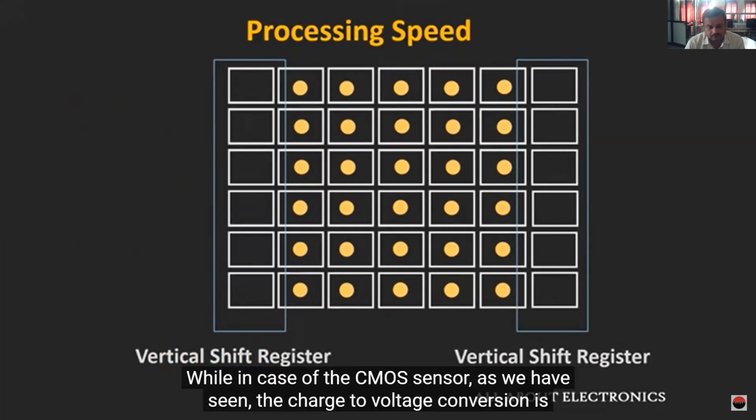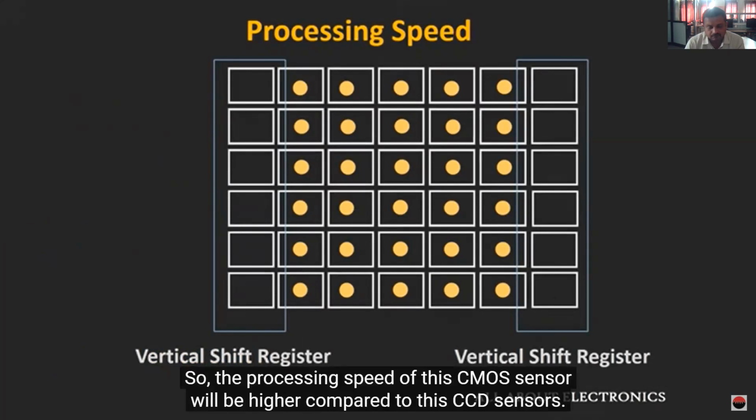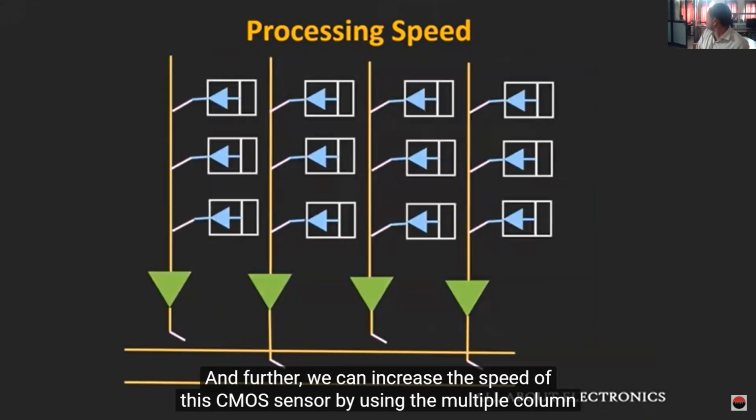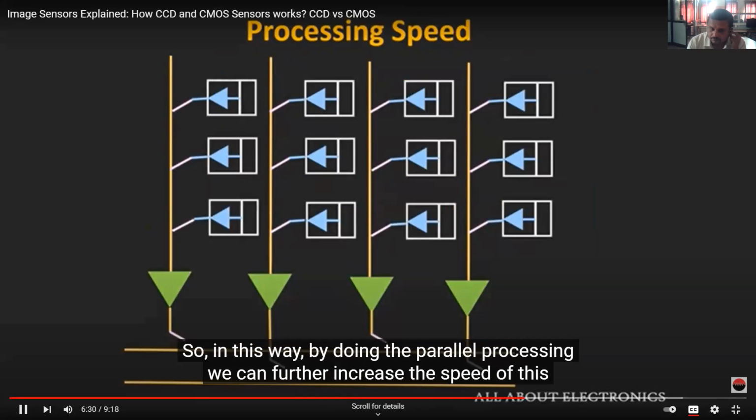While in case of the CMOS sensor, as we have seen, the charge to voltage conversion is carried out in the same pixel. So the processing speed of the CMOS sensor will be higher compared to the CCD sensors. And further, we can increase the speed of this CMOS sensor by using multiple column select lines. So in this way, by doing parallel processing, we can further increase the speed of the CMOS sensor.